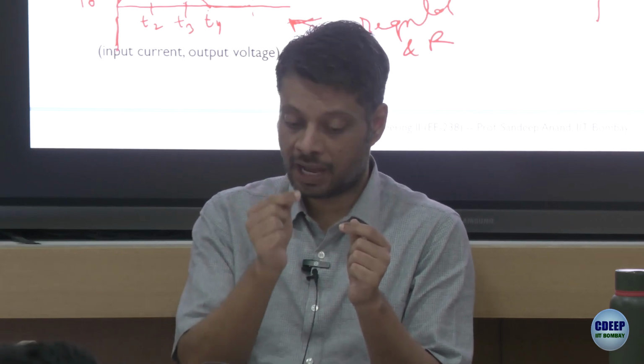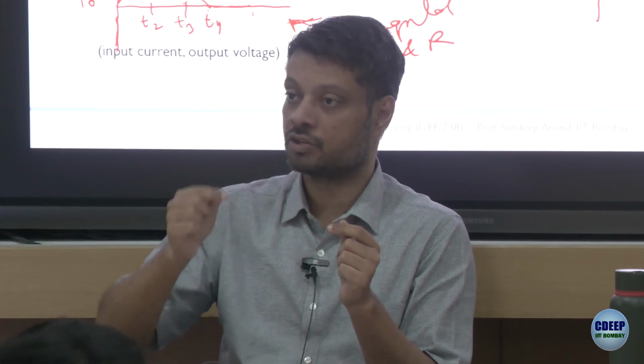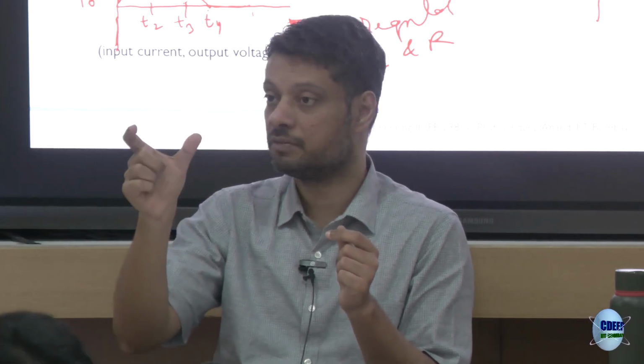Input voltage is negative. So if you add the voltage sources, by Kirchhoff's voltage law, the voltage across anode to cathode, if you try to calculate, you will get a negative voltage. So that will turn off.